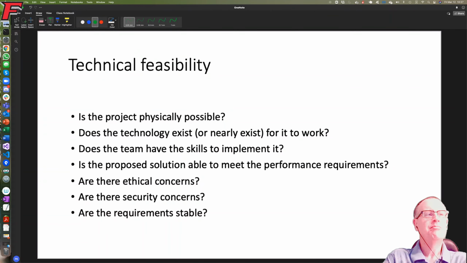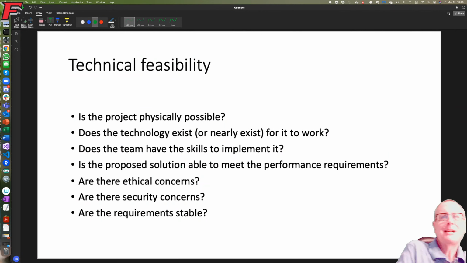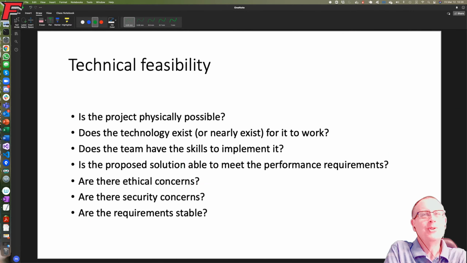So, technical feasibility. Is the project physically possible? Do we have the technology? The main thing I would worry about is, do you have the skills to implement the solution? Part of this course is for you to develop new skills to implement the project. So there is certainly time here, but we have to identify what is needed early so we can prepare and have the time to do that skill development.